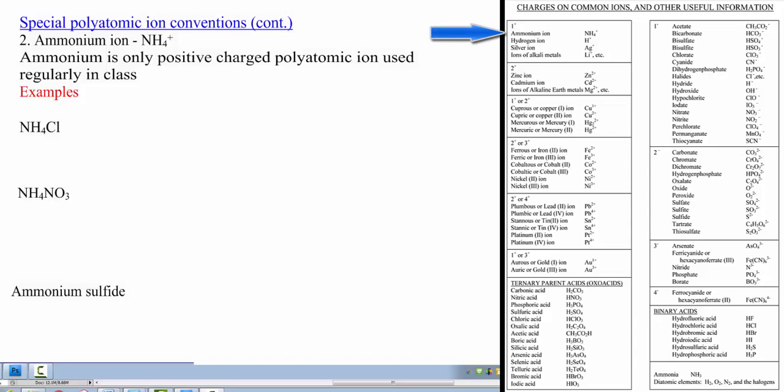NH4 positive is a special case in that it is the only polyatomic cation that we deal with normally in class. Again, polyatomic means a group of atoms that shares a charge, and the cation implies that that charge is positive. So the ammonium ion, NH4 positive, is the only polyatomic cation which we will deal with here. Now, in order to name this species, in the first example, NH4Cl, we're going to be naming our first compound which contains a polyatomic ion.